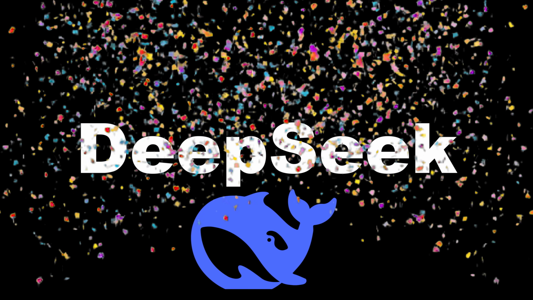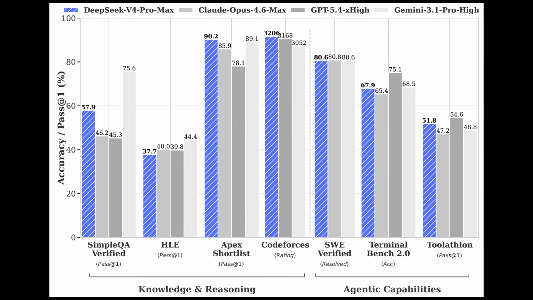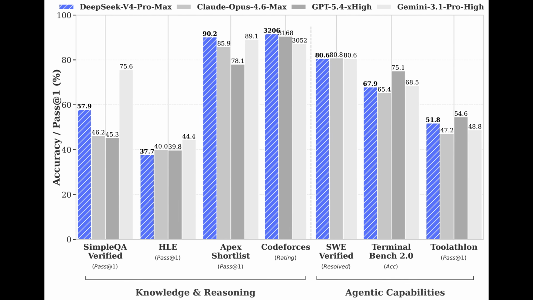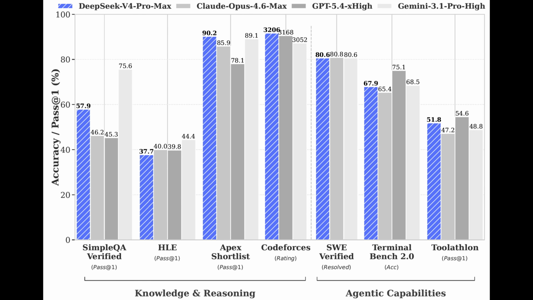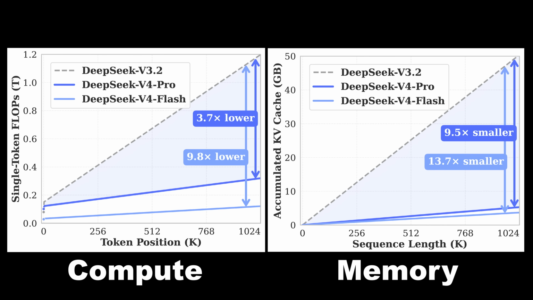DeepSeek just released its latest model. This new model delivers state-of-the-art performance across a broad range of benchmarks. But the real story is its remarkable long-context efficiency. Compared to the previous DeepSeek V3.2, the new model dramatically cuts inference compute and memory. Let's see how its new attention design makes this possible.